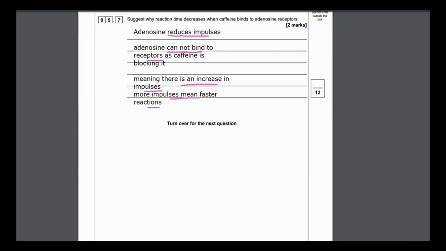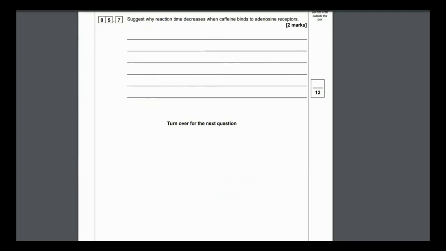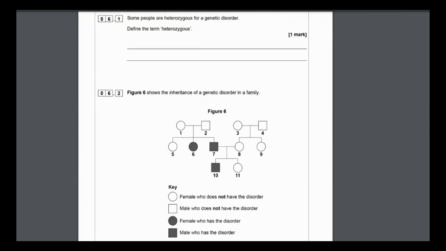Okay, let's move on. So we have 6.1. Some people are heterozygous for a genetic disorder. Define the term heterozygous. So that's when you have a dominant and a recessive allele. You have one of each allele in the genotype for a disorder. Example, big B, little b.